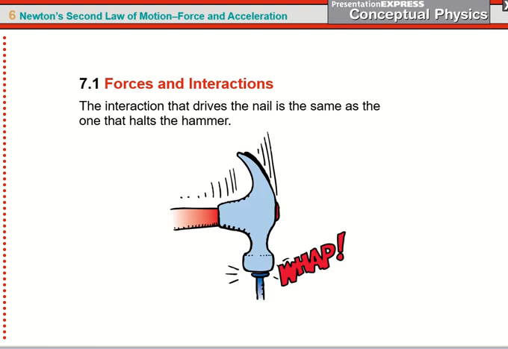The interaction that drives the nail is the same one that halts the hammer. So, yeah, the hammer is hitting the nail down, but guess what? The nail is hitting the hammer up. If it didn't, the hammer would just continue to go down, okay? But it doesn't, it stops, all right? And it stops because of that action-reaction pair.